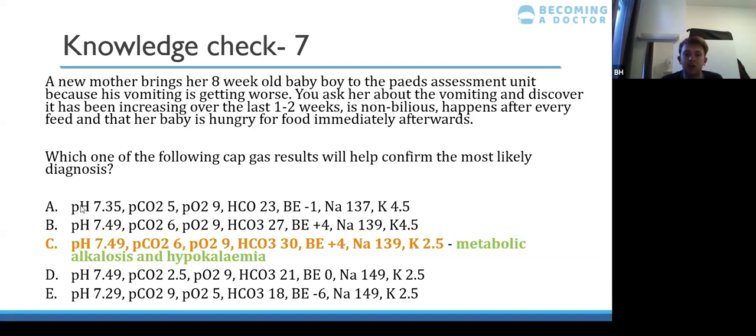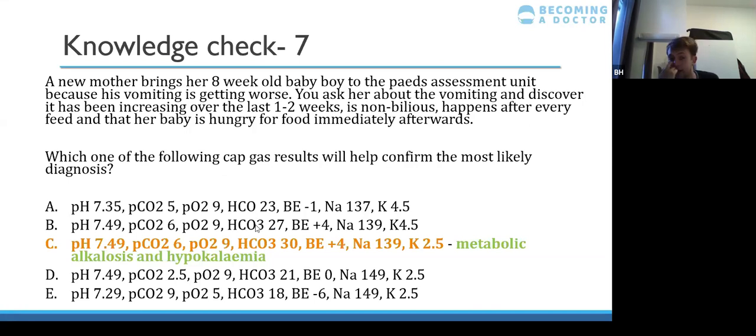So we're thinking pyloric stenosis, so we're thinking alkalosis firstly. So rule out A and B. We think it's going to be a metabolic alkalosis because it's due to vomiting, not any respiratory cause. So we think the CO2 will be normal, so it's not likely to be that. And furthermore, we think the bicarb will be high, so again, it's not likely to be D. These are the only two that are metabolic alkalosis.